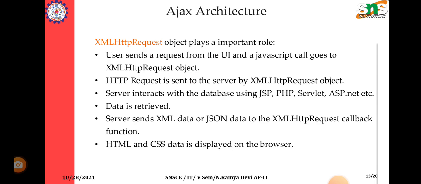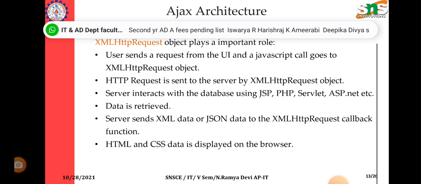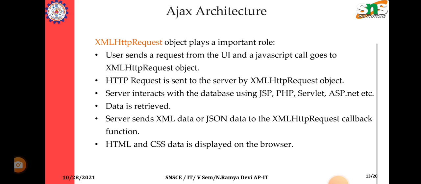So here the XMLHttpRequest object plays an important role. The user sends a request from the UI and a JavaScript call goes to the XMLHttpRequest object. So an HTTP request is sent to the server by the XMLHttpRequest object. The server interacts with the database using JSP, PHP, Servlet, ASP.NET, and the data is retrieved. So the server sends XML data or JSON data to the XMLHttpRequest callback function, and finally CSS data is displayed on the browser.